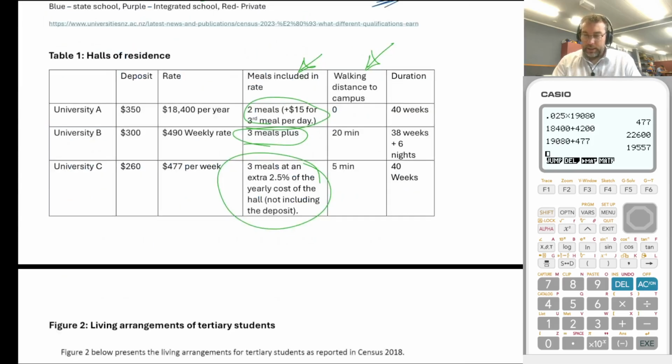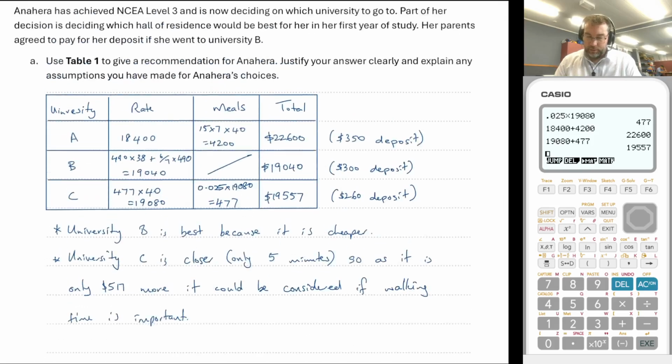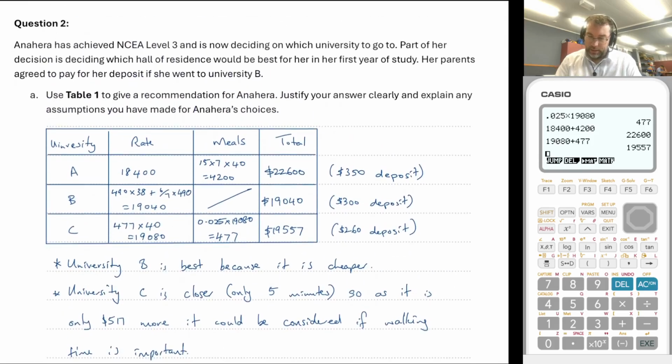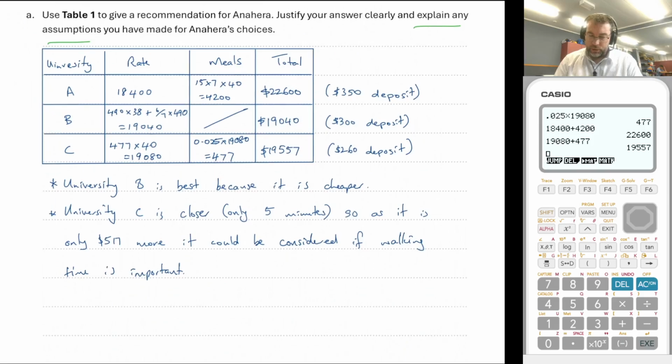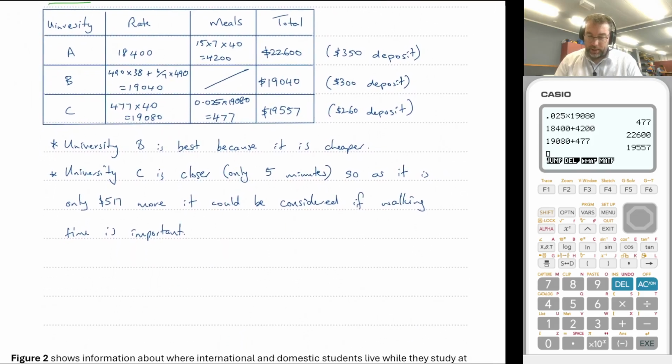So I've written those statements there. If we go back and read the question, it does say explain any assumptions. So some of the assumptions that I've done is that the deposit is included in the total, and also I've assumed that Anahera will buy all of the 3 meals each day. So I'm going to write a couple of statements about that.